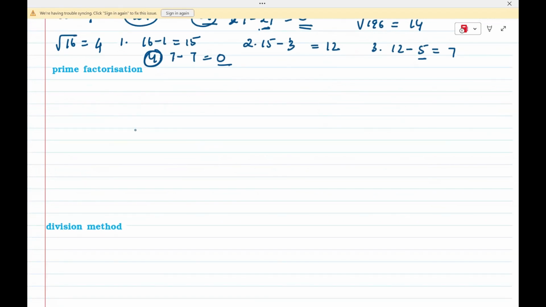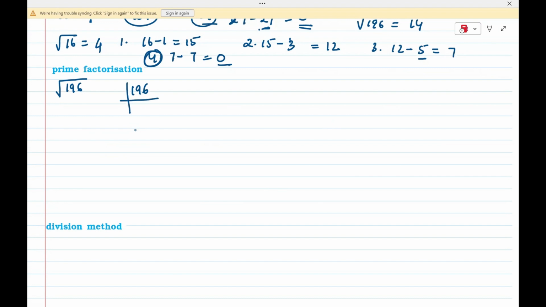So again, my favorite number, 196. It is not my favorite. I just took it by chance and I'm using the same number every place to make you understand. While doing the exercise, we can take some other number. Obviously, there are so many questions to practice it. So what is prime factorization? Prime factorization is dividing the given number by prime numbers.